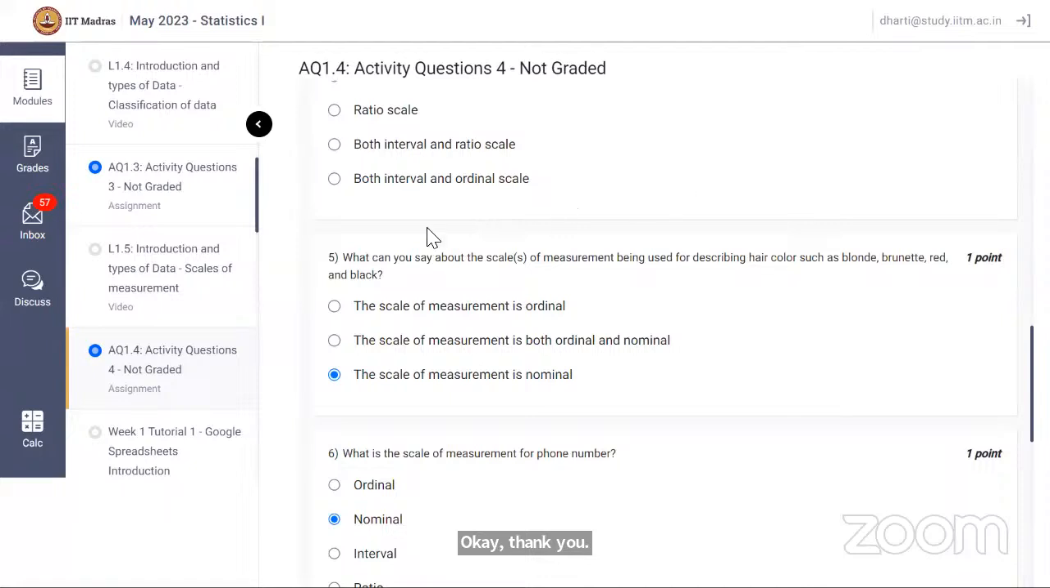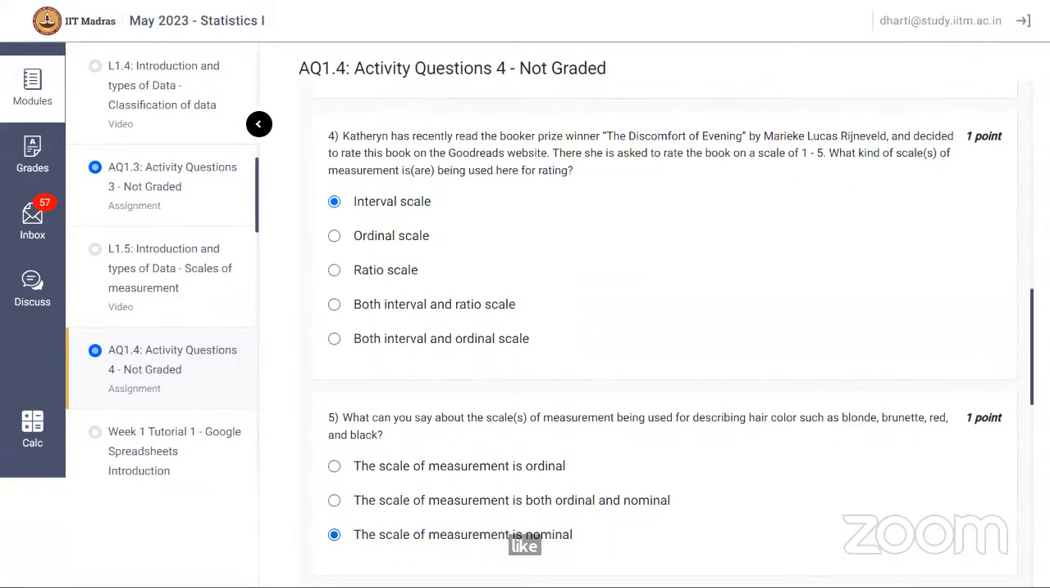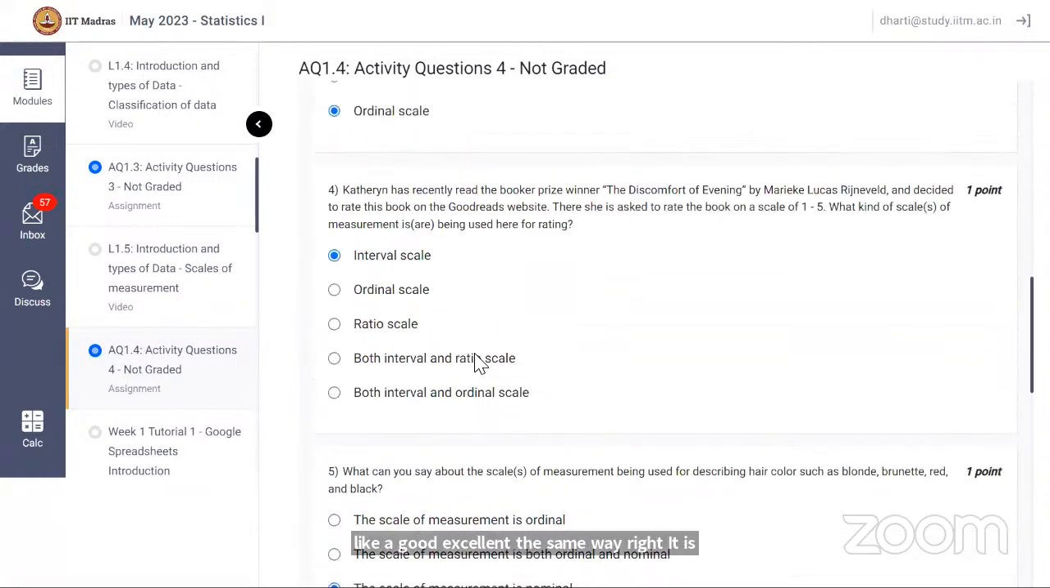Ma'am, that rating 1 and 5 is like good, excellent, the same way, right? It's not like interval, where 5 is 5 times better than 1. Then it would have been ordinal, right? No, because there is a uniform difference between each and every rating. That's why it's going to be interval. It's not categorizing the book based on the rating. That's why we are putting it on an interval scale.